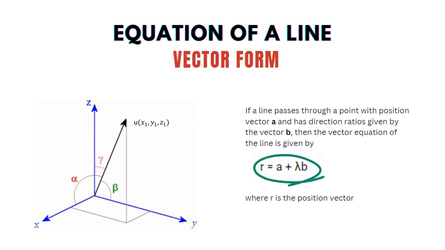If the line has position vector a and direction ratio given by vector b, the position is represented as a + λb, where λ is a scalar.